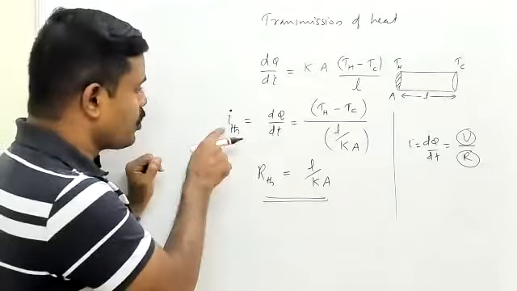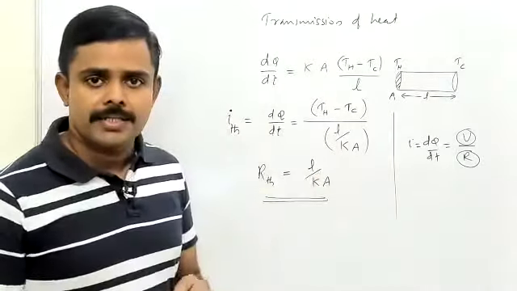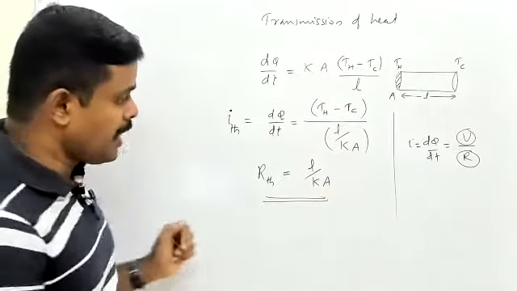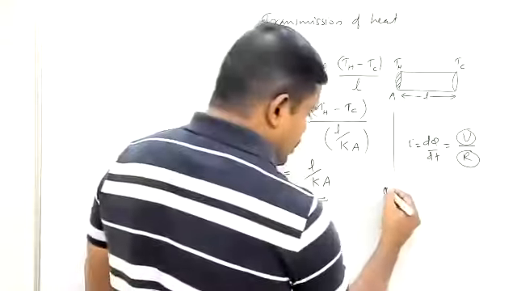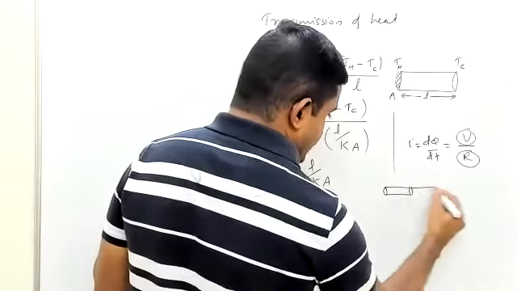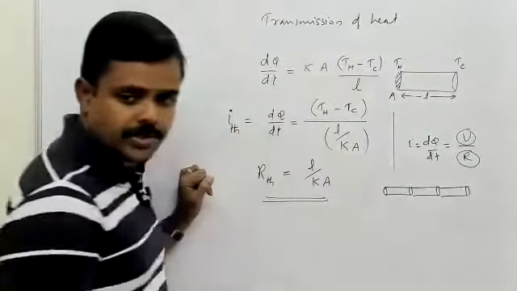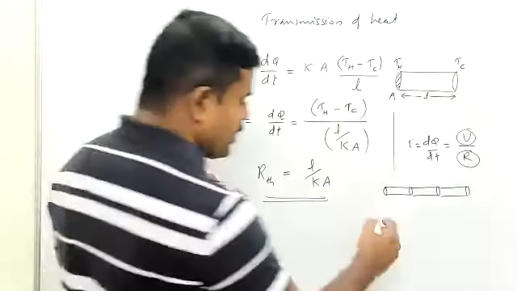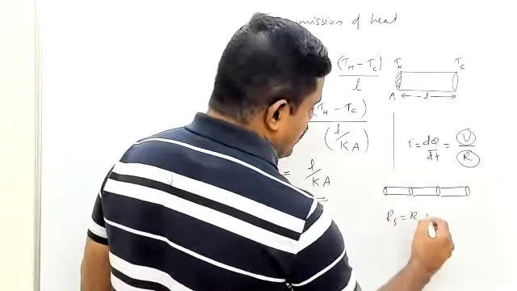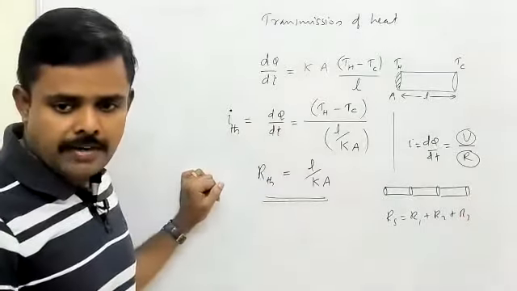It looks like what now? Current is equal to voltage by resistance. Now L by K is thermal resistance. Why did we do this? Because now you can have series and parallel combinations of resistors. For example, I have conductors like this, one conductor, a second conductor, a third conductor. There are three conductors. How do I take it? You can take it in series combination: Rs is equal to R1 plus R2 plus R3.